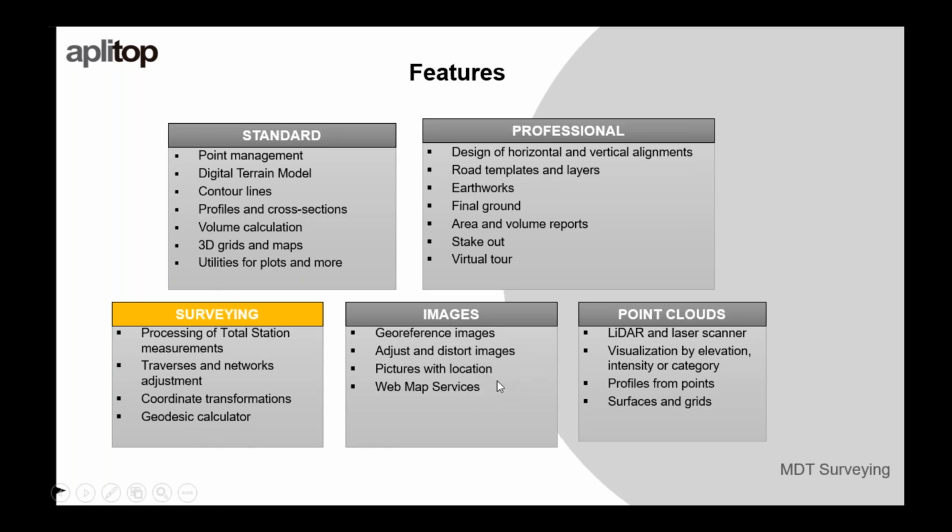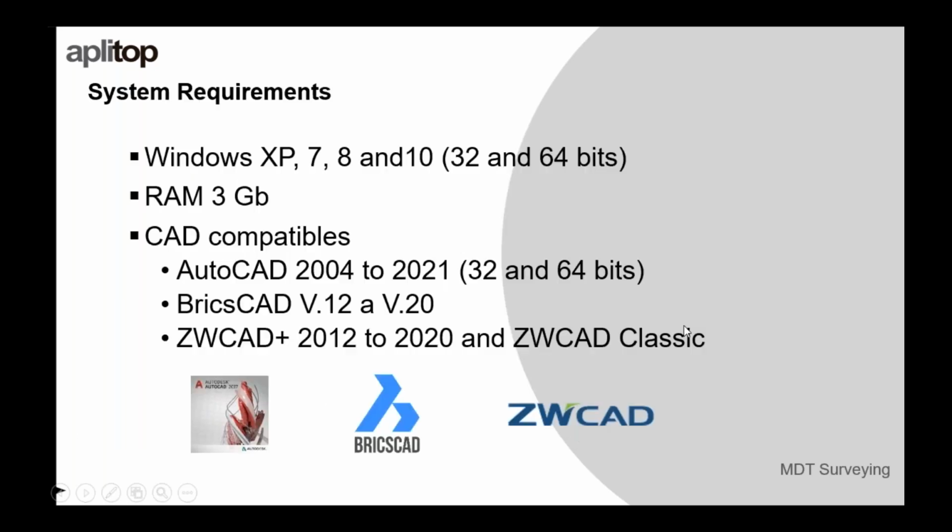The image module is to work with orthophoto or pictures downloaded from web map services with location, in order to apply them into your DTM and get real 3D reports. Point cloud is to work with laser scanner or LiDAR and to manage your point cloud in a CAD, which is a great issue.